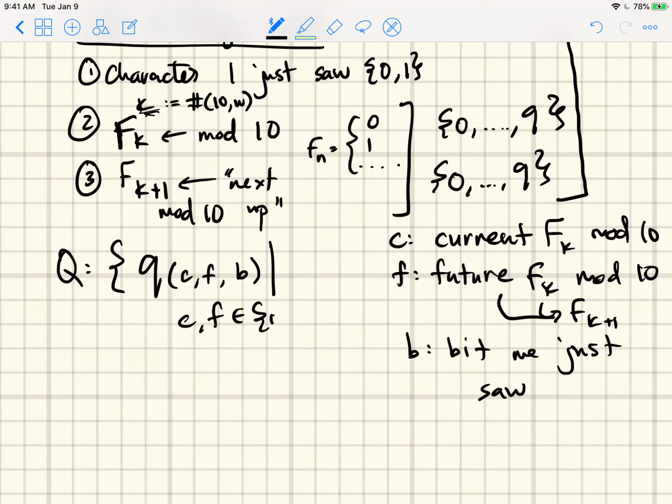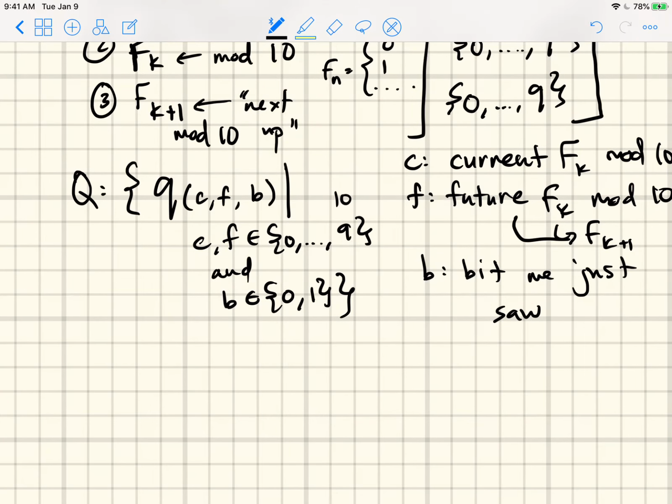Okay, and so if my set Q is going to be states labeled like this, where C and F both come from 0 all the way to 9, and B comes from the set {0, 1}, how many states are there? Well, there are 10 elements in these, so that's 10 times 10 times 2, and that's 200, right? And so that answers our first question, well, how do you know there are so many states?